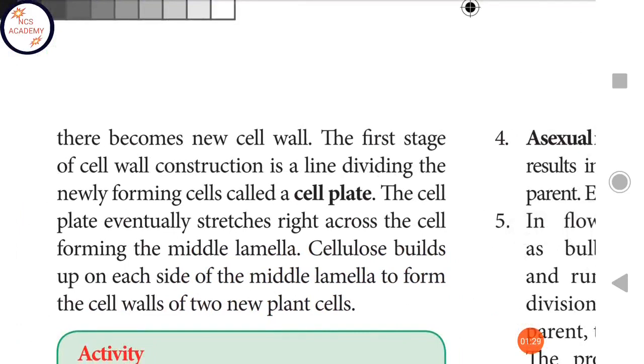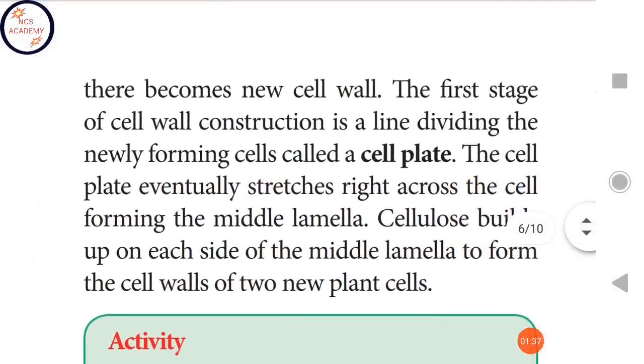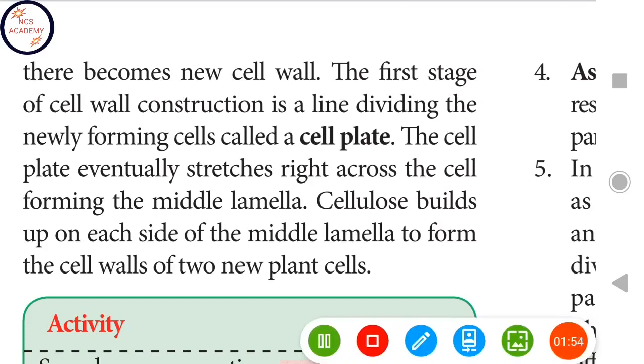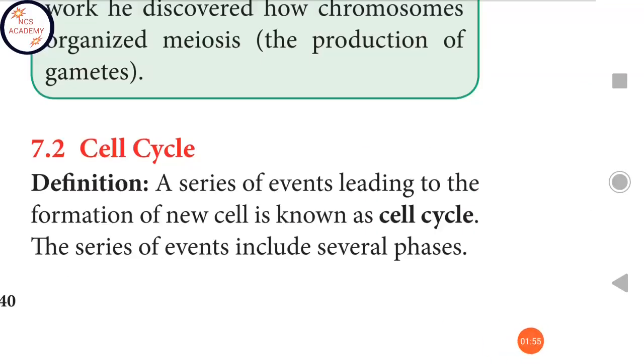The first stage of cell wall construction is a line dividing the newly forming cells, called a cell plate. The cell plate evenly stretches right across the cell, forming the middle lamella. Cellulose builds up on each side of the middle lamella to form the cell wall of two new plant cells. These are the differences.